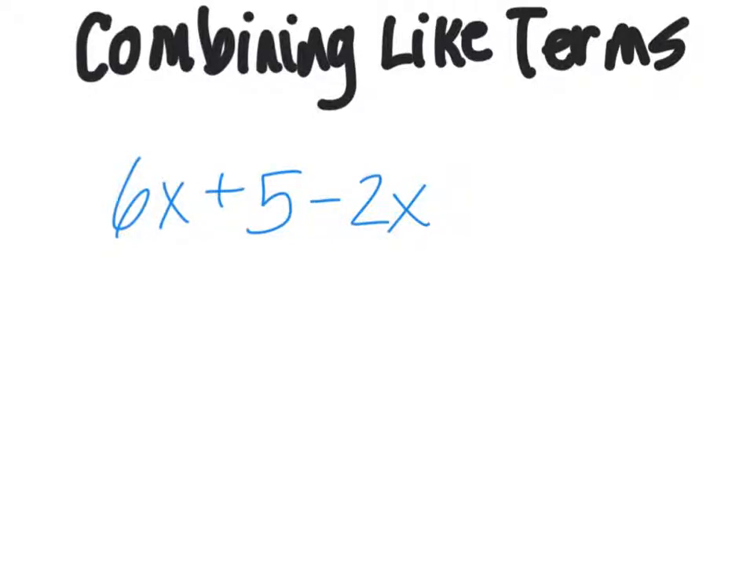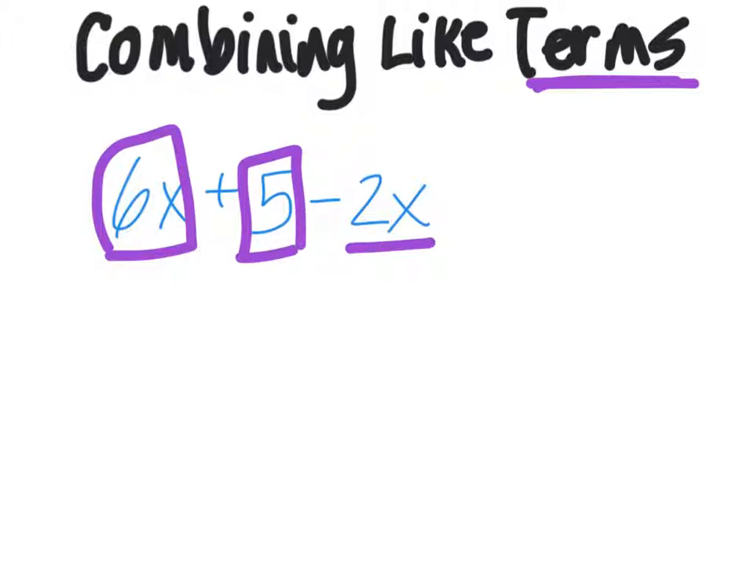Okay, so combining like terms. A term is all the parts that are being added, subtracted, multiplied, or divided in an equation or an expression. So basically anything besides an operation sign is a term. Like terms, though, are when we have terms in an expression or equation that are alike or common.